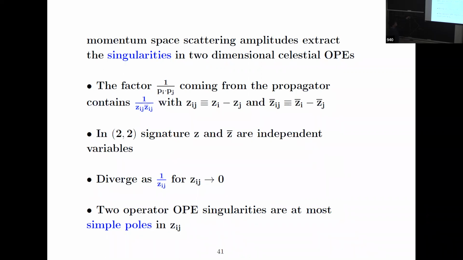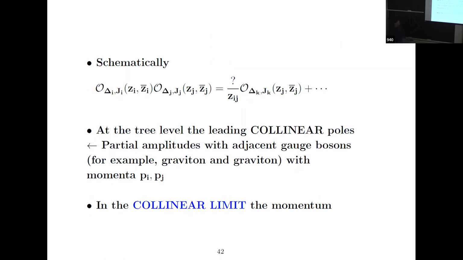Then we have p_i p_j. Using the previous Z parameterization, we will have this kind of combination. But if we treat those Z as independent variables, then for fixed Z we will have a simple pole, 1 over Z_ij, where Z_ij is the difference Z_i minus Z_j. So we have the simple poles in here. Schematically, we have one celestial operator and another celestial operator, and on the right-hand side we have another celestial operator. Then how do we find those right-hand sides explicitly?